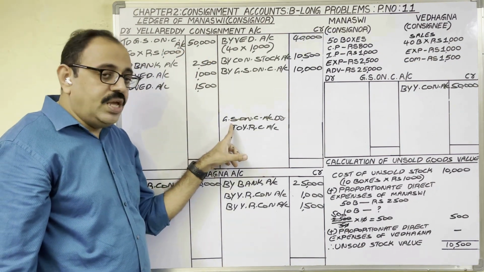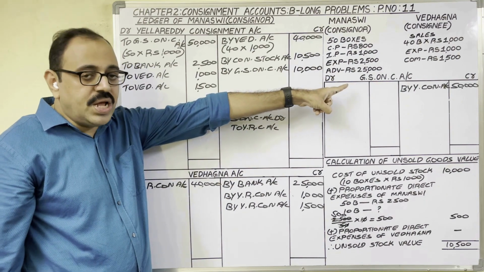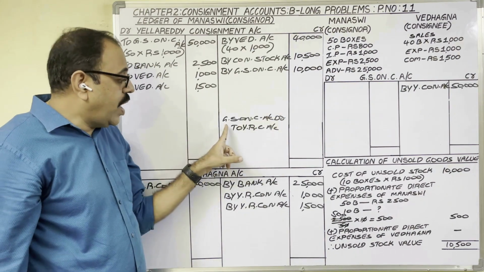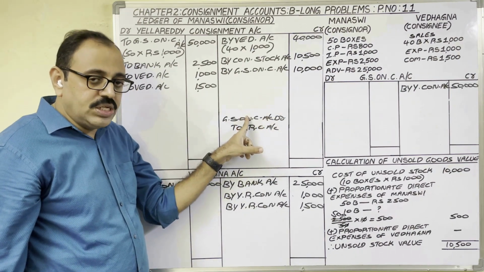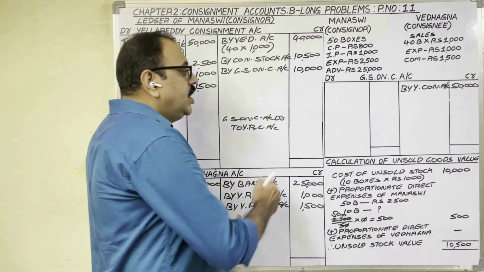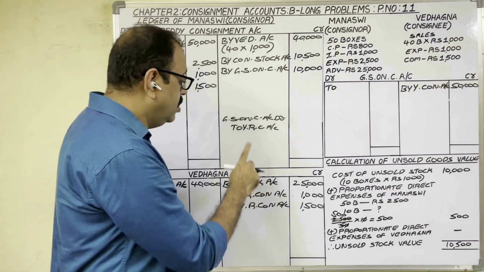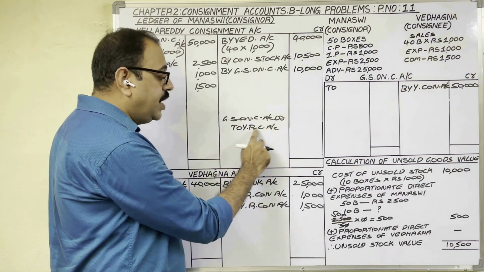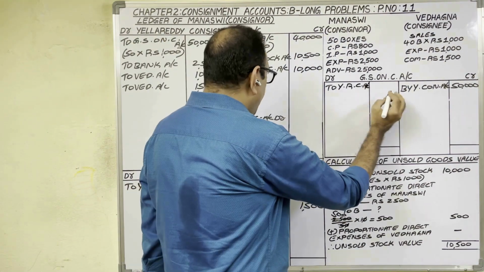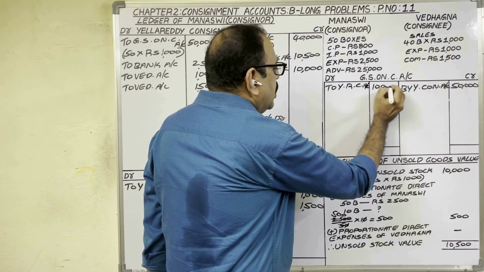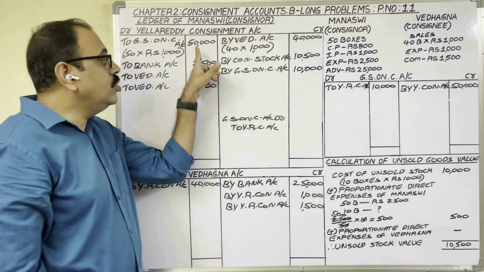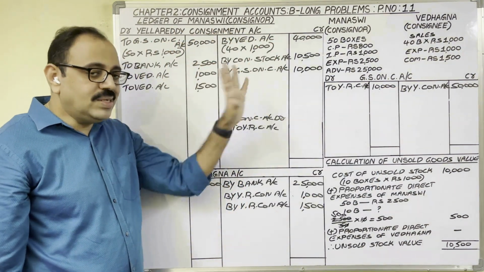Now this entry appears in the goods sent on consignment account also. As the goods sent on consignment account is debited, on the debit side of the goods sent on consignment account we should post. What to write? The other account name, LRD consignment account. Amount 10,000 rupees. So the loading in goods sent on consignment is cancelled.